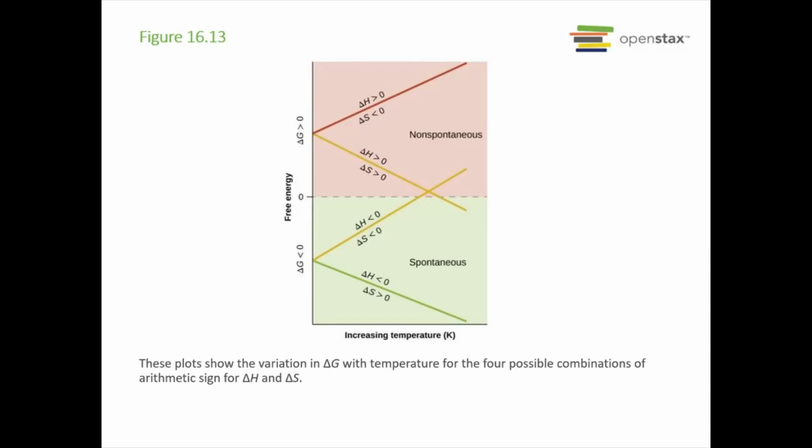This next thing is showing plots of the variation in delta G with temperature for the 4 possible combinations of the positive and negative signs for delta H and delta S. So we kind of went over this earlier, but it's just relating everything, bringing it all together. So another nice thing to have on hand.